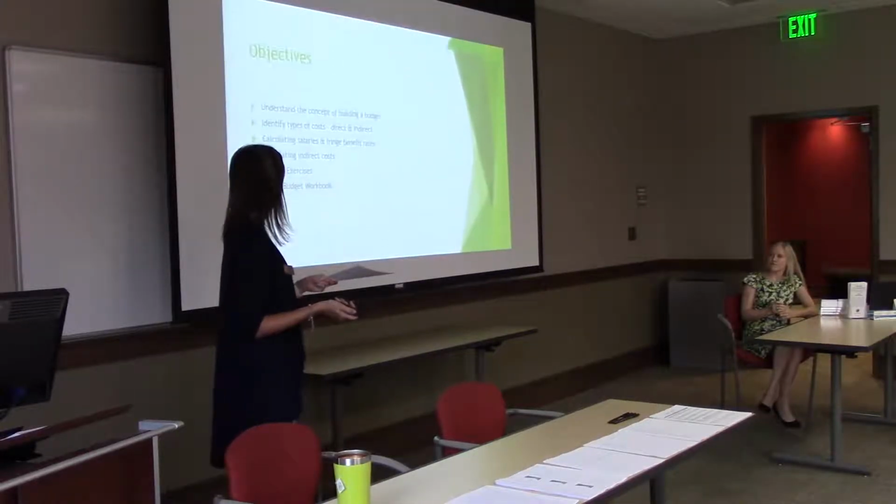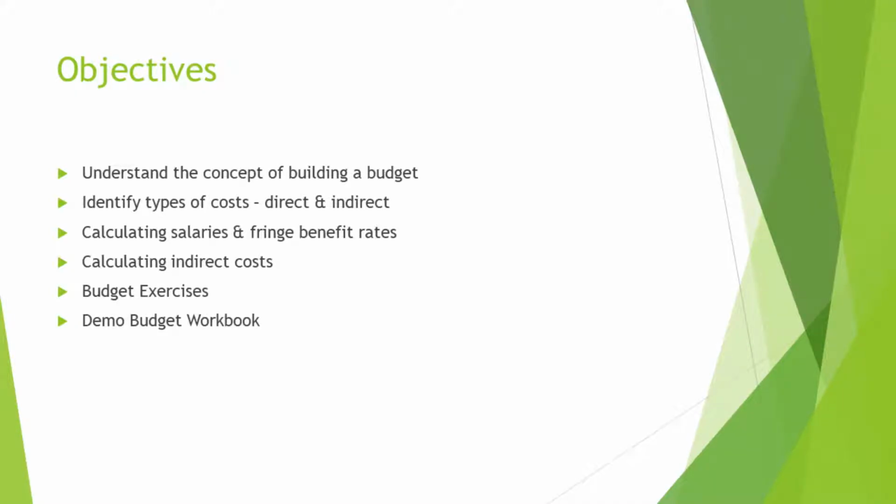So let's get started. Today we're going to go over the concept of building a budget. Then we're going to talk a little bit about types of costs, calculating salaries and fringe, calculating indirect, and then, as I mentioned, some budget exercises at the end.